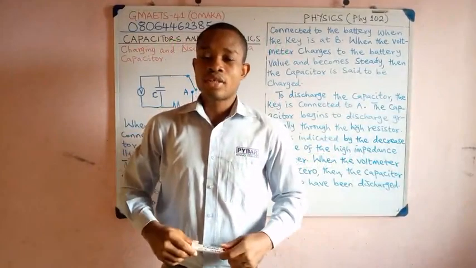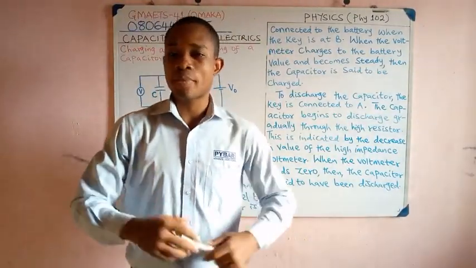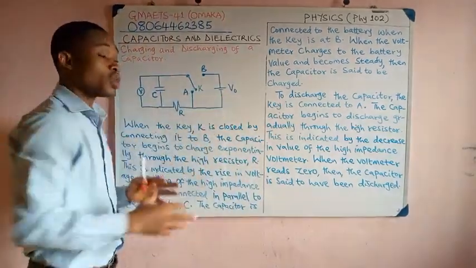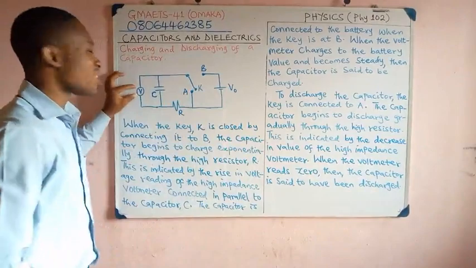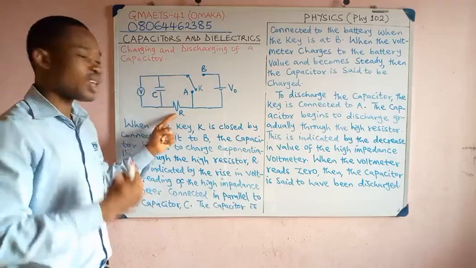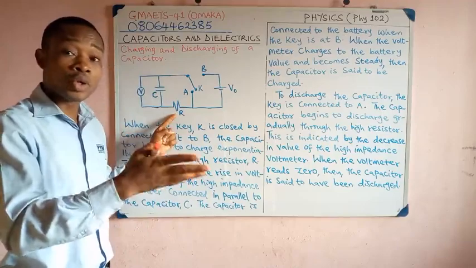Let us now look at the charging and discharging process of a capacitor. How do we charge a capacitor and how can we discharge it? We have a circuit here that shows the arrangement. The circuit contains a high impedance voltmeter, a capacitor, and a high resistor. Of course, this offers the resistance that opposes the flow of current.